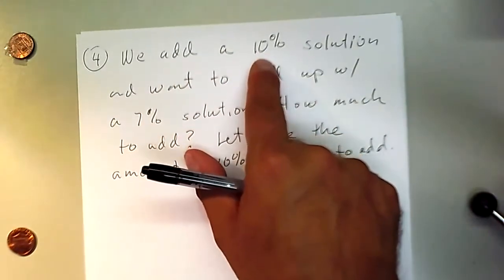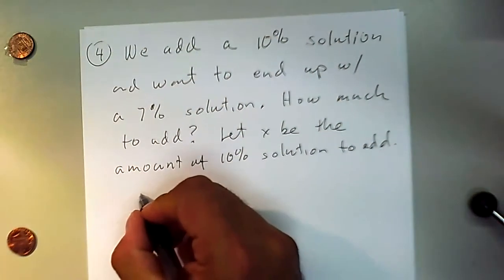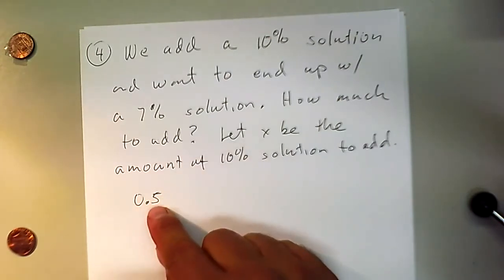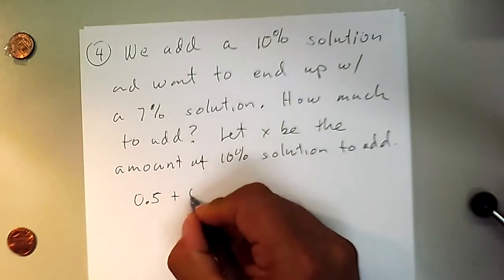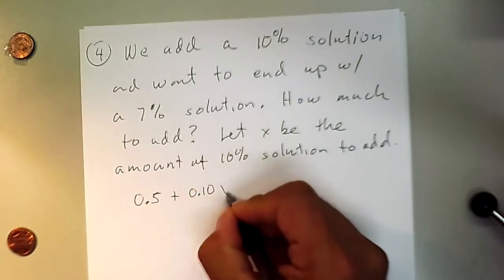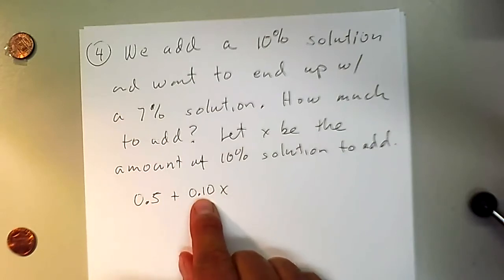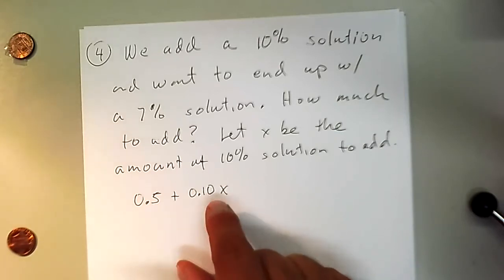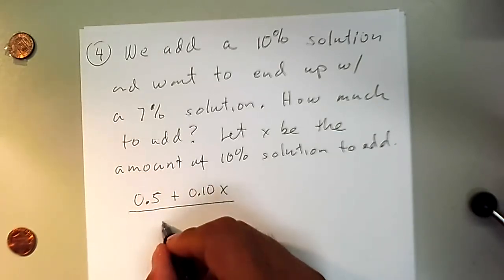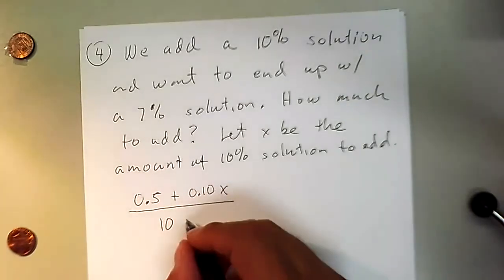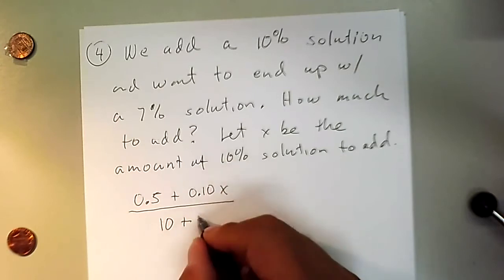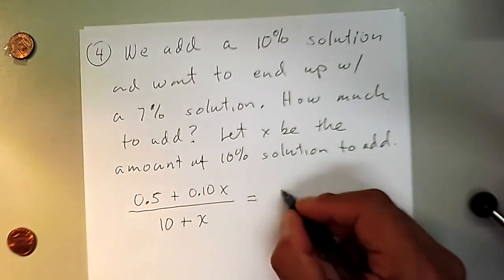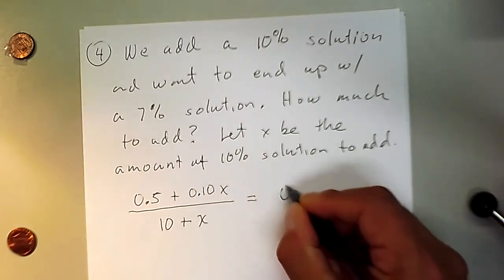So we had 10% solution. Okay, so same kind of thing. We had half a gallon to start with in the container. We're going to add an amount of solution of which 10% is pure chemical. So this is the pure chemical as we keep adding more of this solution. The total volume is 10 gallons that we started with, but then we're going to add the x gallons of the solution. And we want to end up with 0.07.